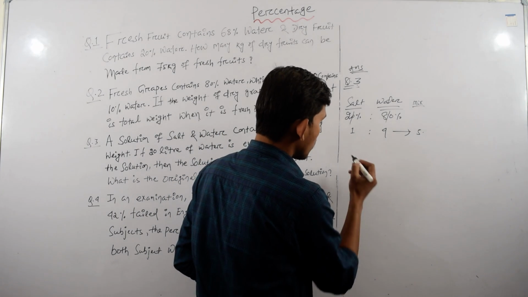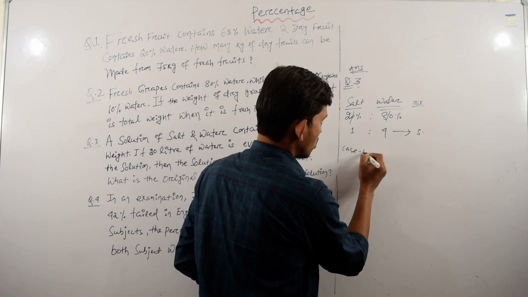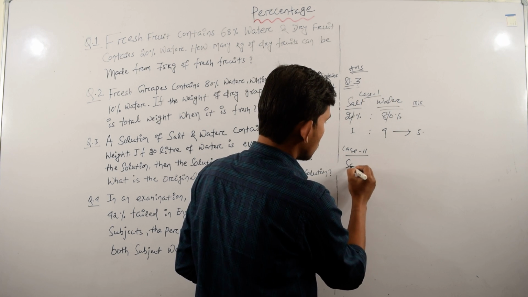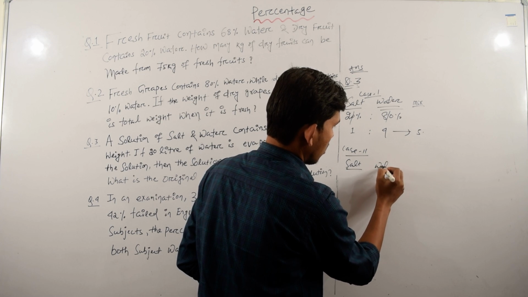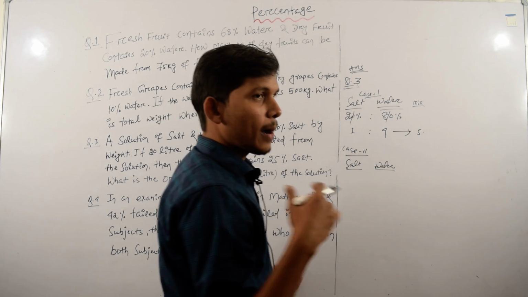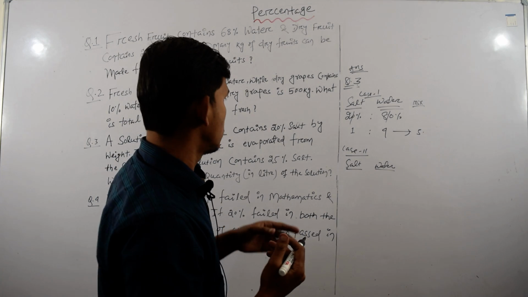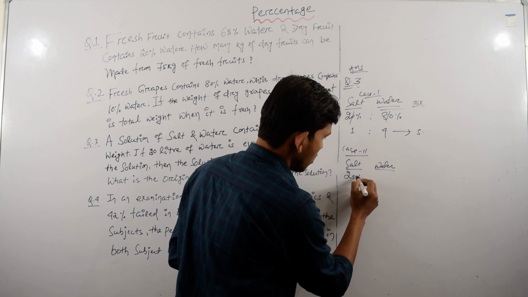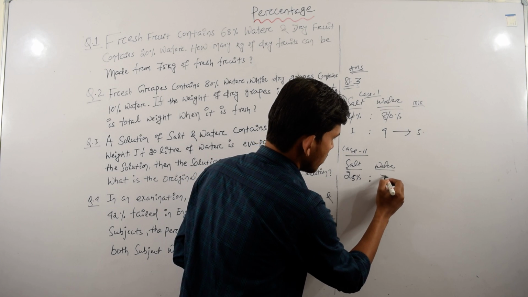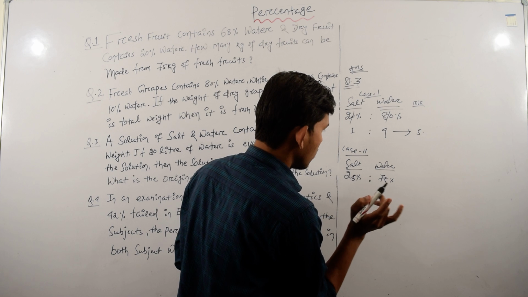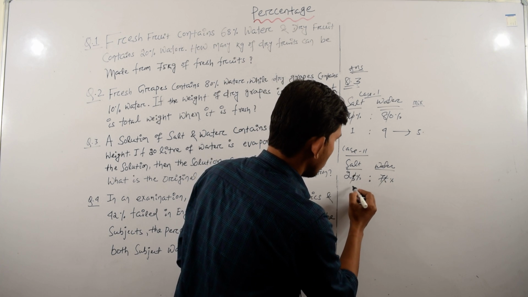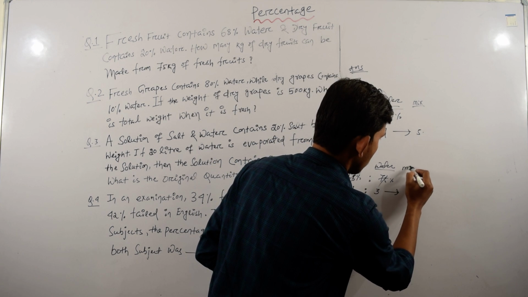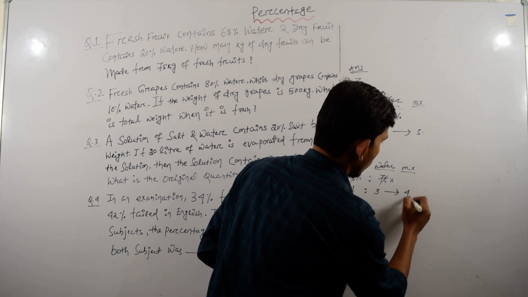Okay, so after evaporation, that is case number 2. Suppose this is case number 1. Then case number 2 is salt and water after evaporation. What is their ratio? It is given. After evaporation 25% is salt, that means the water will be 75%. So if I am making the ratio, this will be 1:3, and the total mixture will be 1 + 3 = 4.